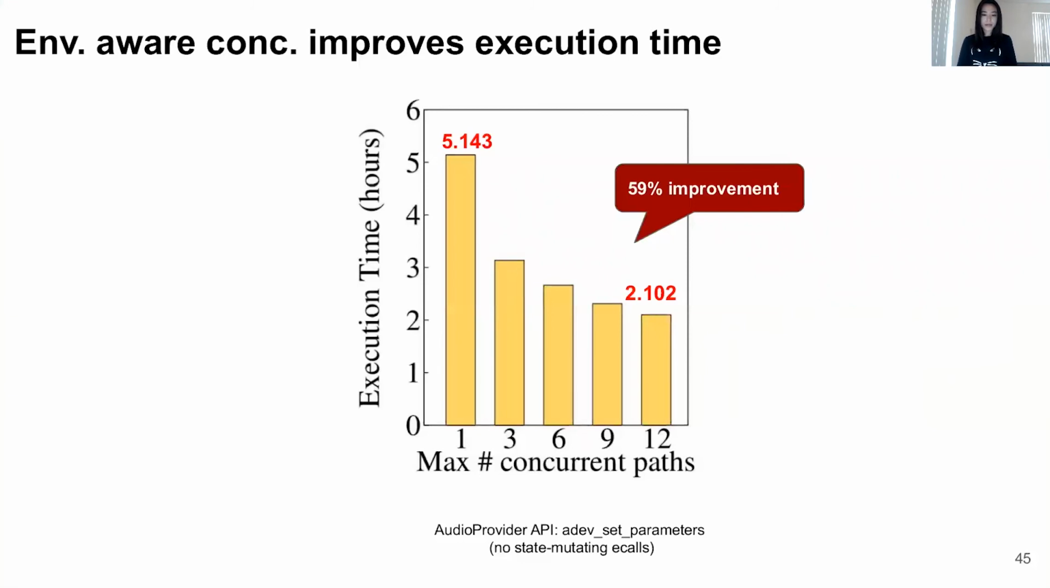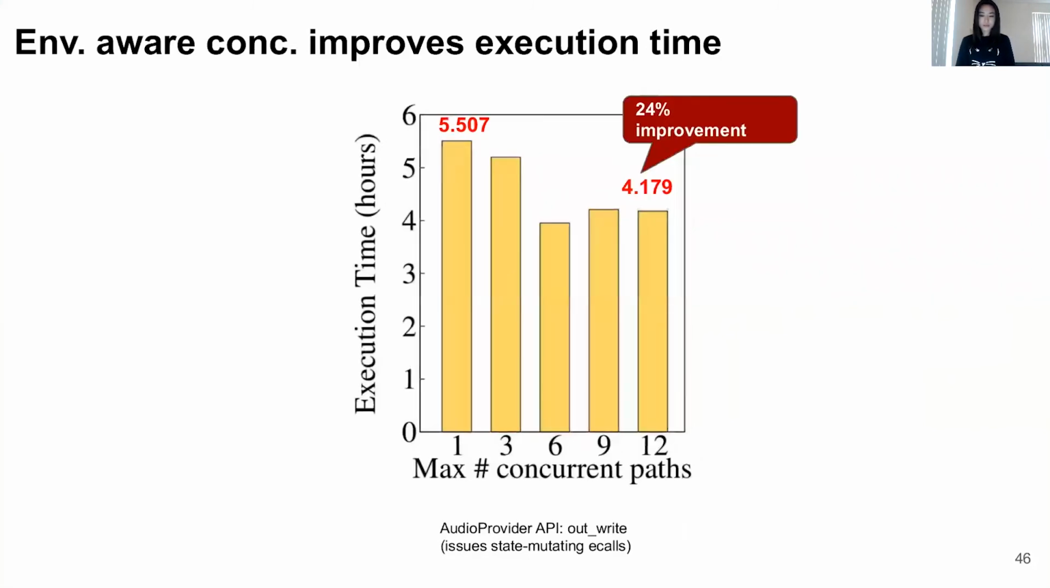The first API has no state mutating calls, resulting in 59% improvement. The second API issues state mutating calls, which limits concurrency. However, even in this case, the improvement is 24%.